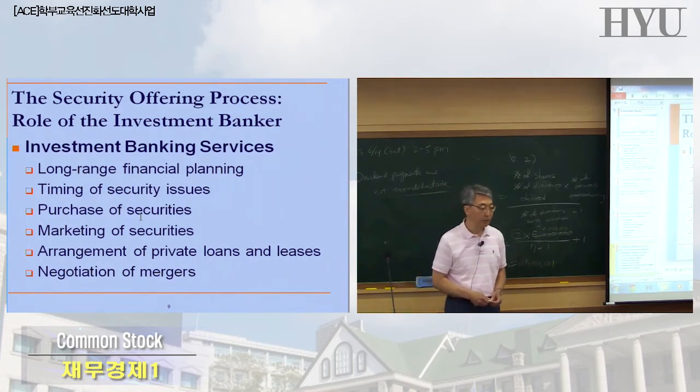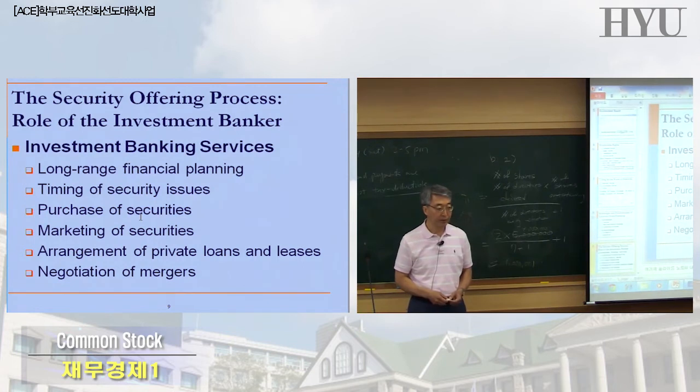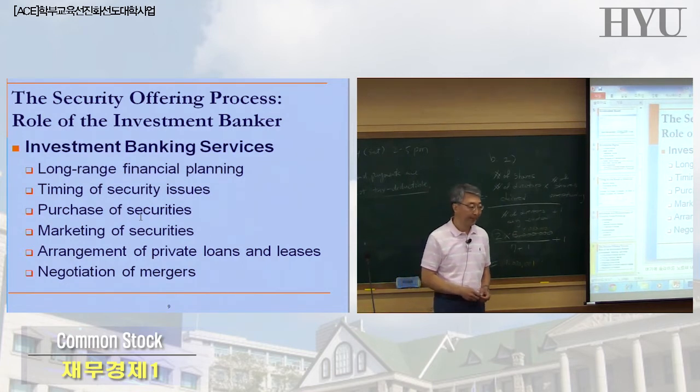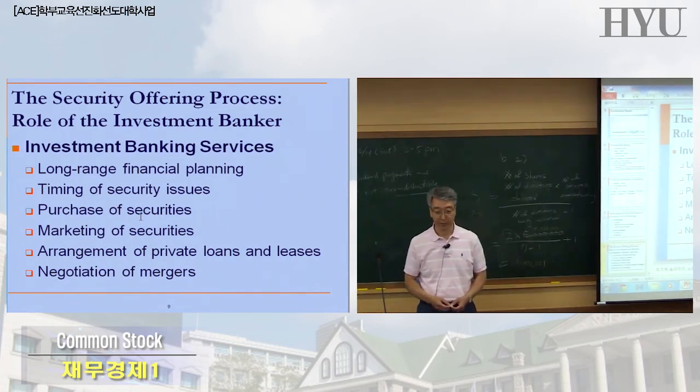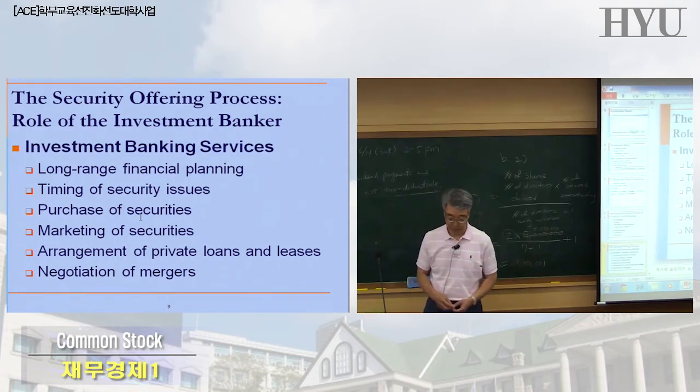The investment banker should be able to advise whether a bond is better or stocks are better at this time, right? Considering the market condition, right? And also whether this is a good time to issue the stocks or bonds, right? Obviously, if the market is depressed, then you won't be able to raise a lot of capital by selling the securities, right? So maybe they would advise you to wait until next year, something like that.